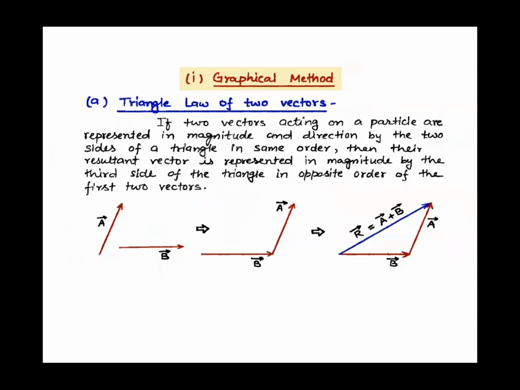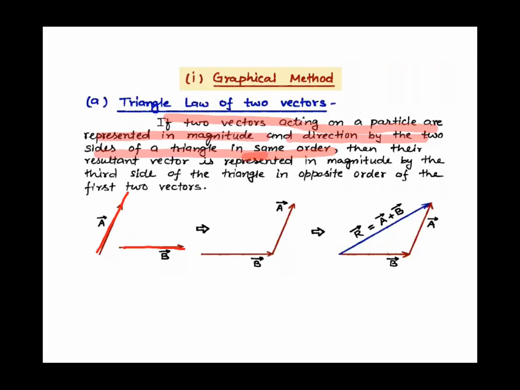Now in the graphical method, the first is the triangle law of two vectors. Here we are given two vectors. This is vector A and this is vector B. We need to find out their resultant vector. So, according to the triangle law, if two vectors acting on a particle are represented in magnitude and direction by the two sides of the triangle in the same order.